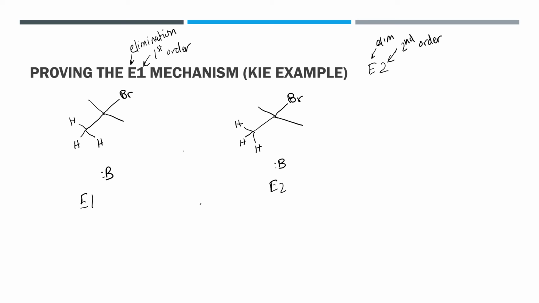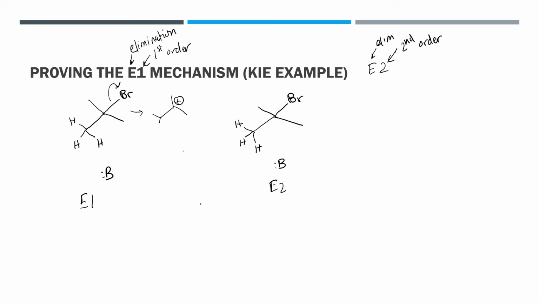For an E1 mechanism, what happens is the bromine, we call this the leaving group, leaves, and this leaves a carbocation. Because now the bromine has taken both the electrons that were with it in the bond, and it leaves the carbon with an incomplete octet, right? There's only 6 electrons now for the central carbon.